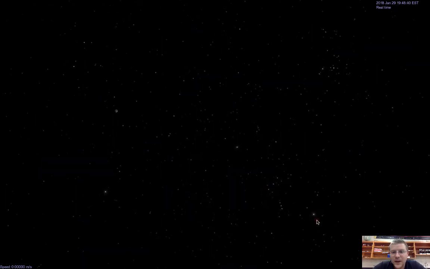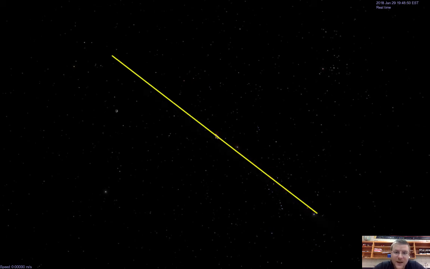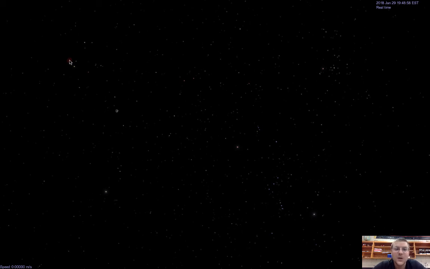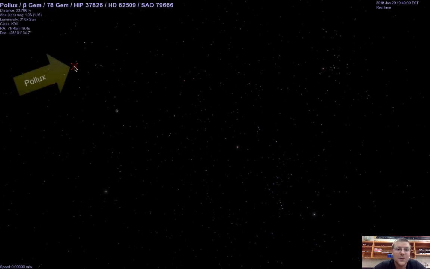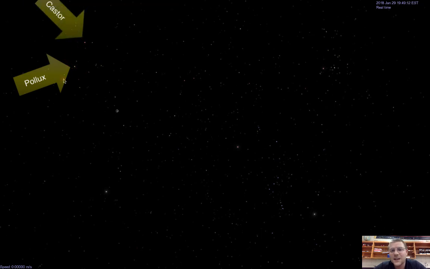So again, using Orion as my guide, take the knee star, Rigel, take the red star, Betelgeuse, up in the armpit, and draw a straight line through them. And as you continue on that straight line, you're going to run into these 2 bright stars here. These 2 bright stars are the heads of the twins, Pollux and Castor. P for Pollux and C for Castor. These are still very high in the sky, close to Auriga, but not exactly at zenith.